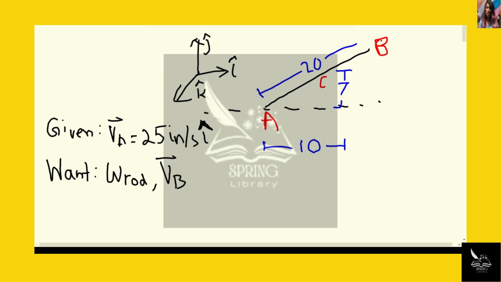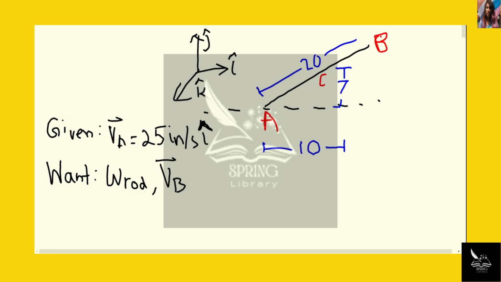So what we're going to be looking at is a relative velocity problem, and what we're given is this rod AB that is moving to the right at 25 inches per second applied at point A, and it is moving about this point C where there's just a wheel. What we're asked to find is the angular velocity of this rod AB and the velocity at point B.